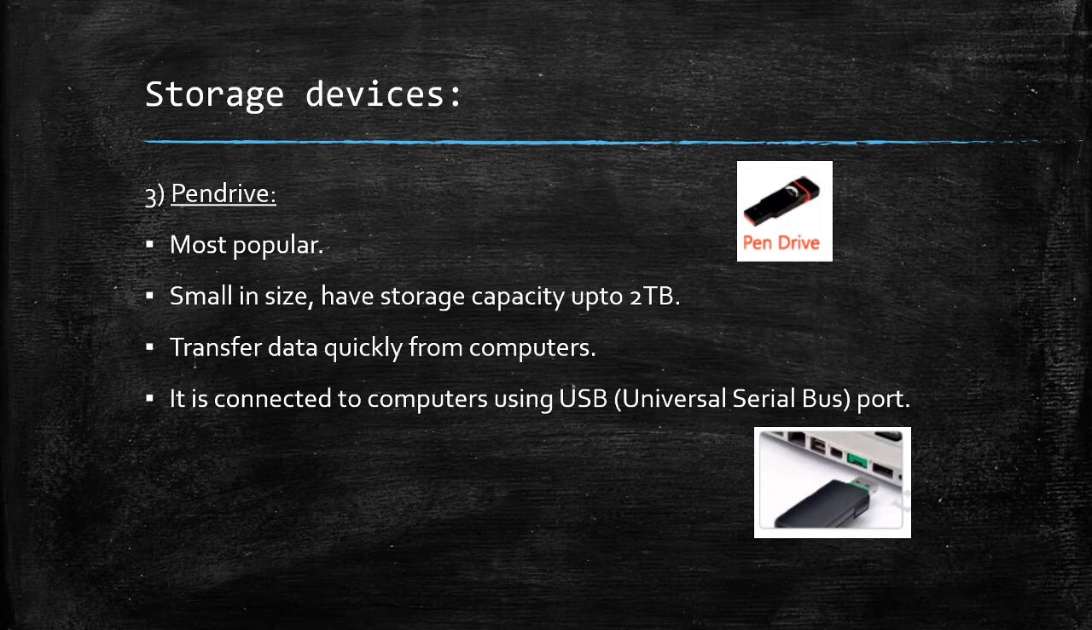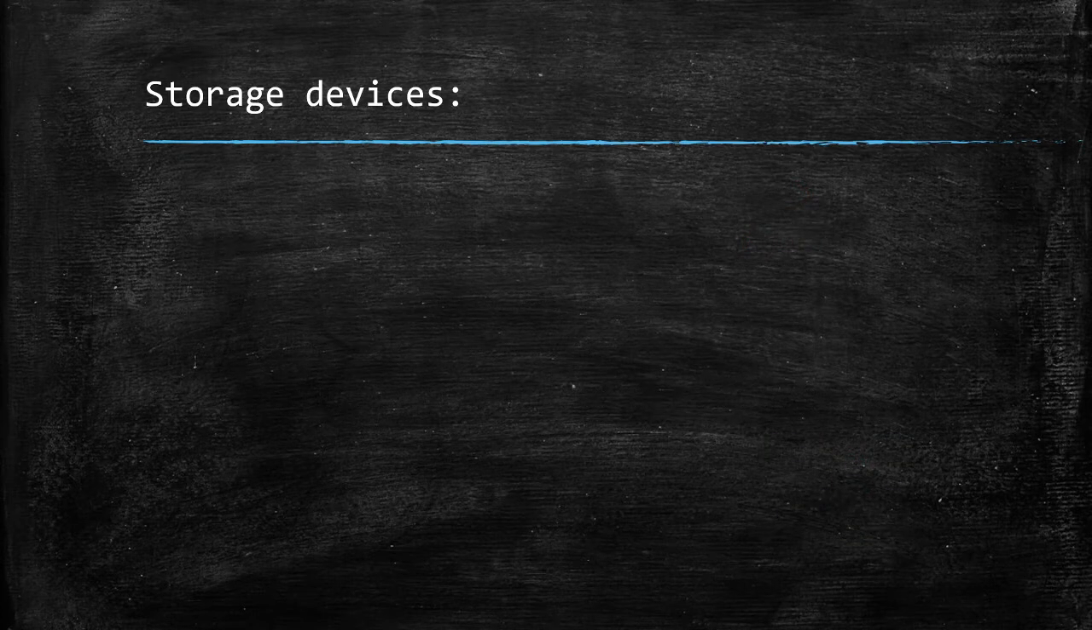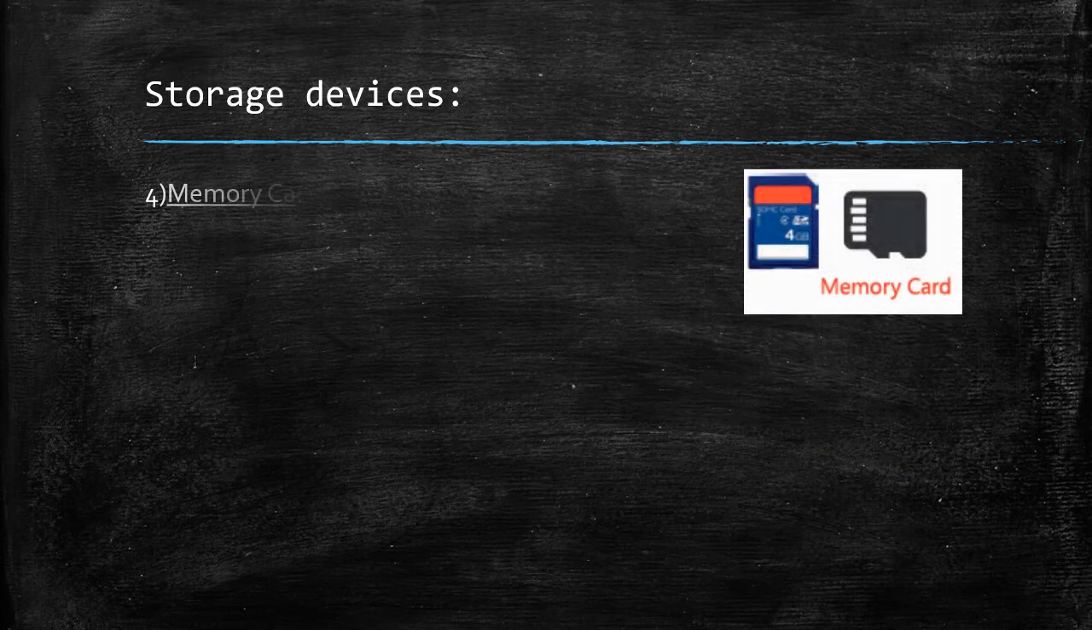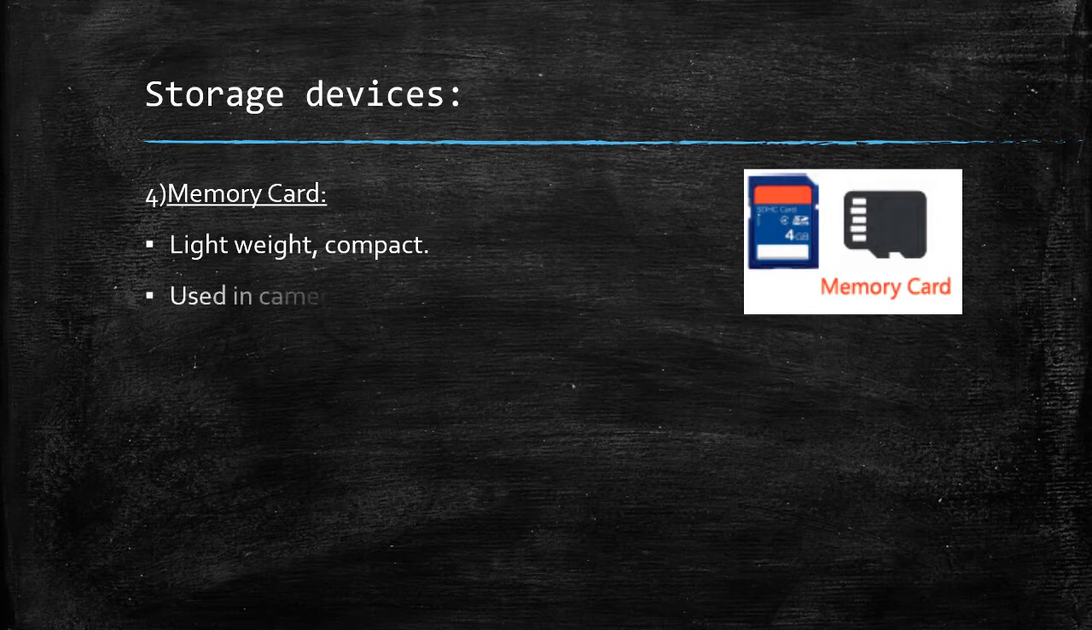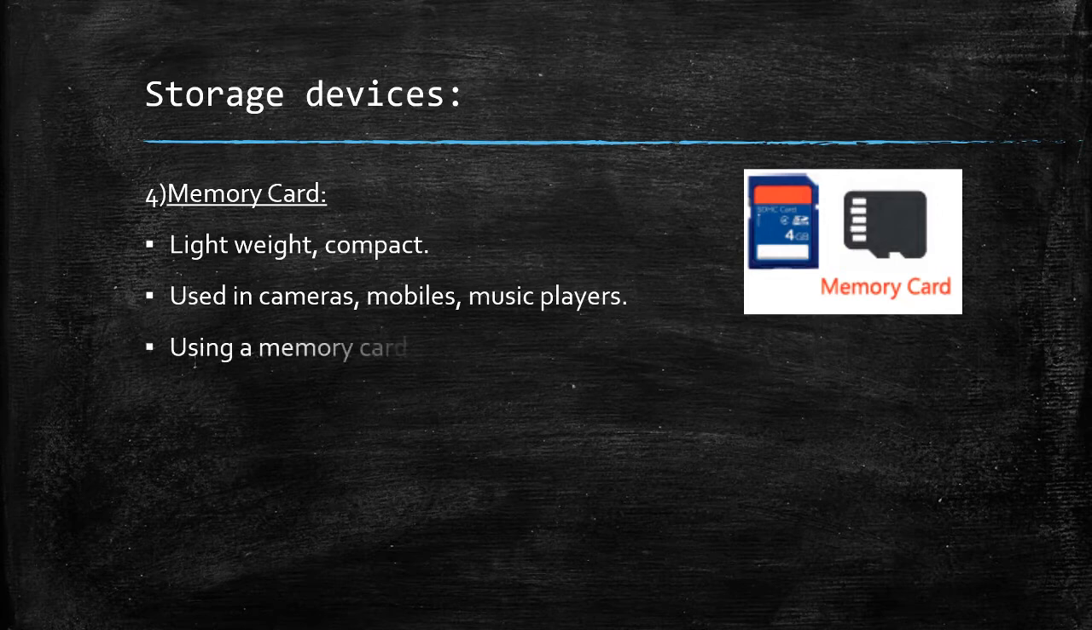Fourth one is memory cards. Memory cards are associated with our phones, actually our smartphones. This offers additional storage space. This is lightweight and compact, and is used in cameras, mobiles, and music players for additional storage. This is so small but holds a large amount of data, and it is accessed using a memory card reader.